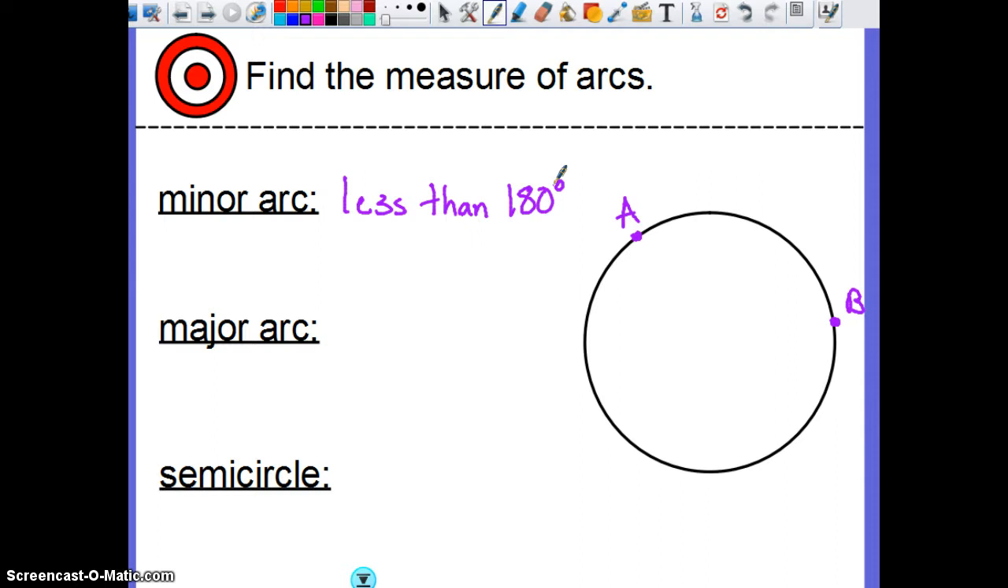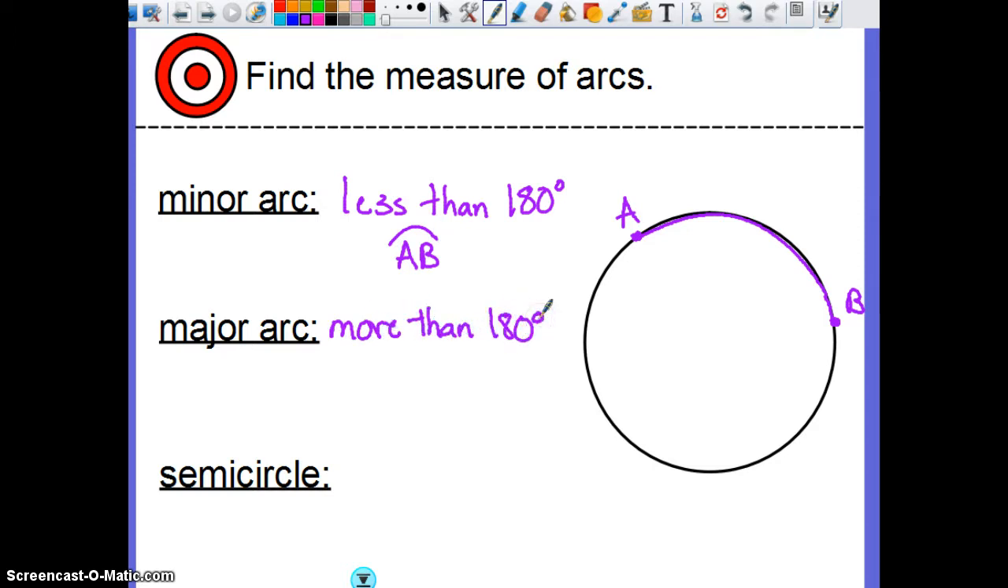The way that we name those is just like I was showing you. So this arc between A and B would be arc AB with a little arc symbol over it. Now, however, if I want a major arc, think more, it's more than 180 degrees.